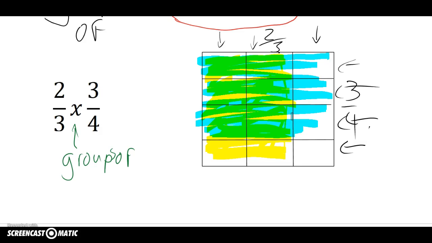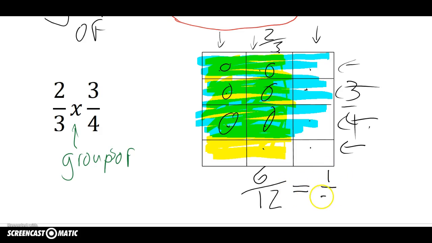I count the total number of pieces that my whole is divided into. In this case, I've got 1, 2, 3, 4, 5, 6, 7, 8, 9, 10, 11, 12. So this is out of 12, and only 1, 2, 3, 4, 5, 6 are highlighted. So 6 out of the 12 are highlighted. That would tell me that this is 6/12, or another way to look at it would be 1/2.